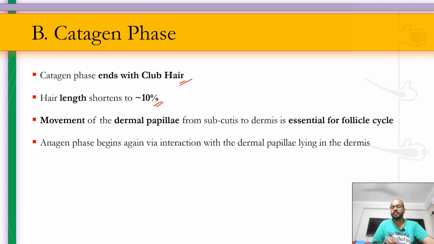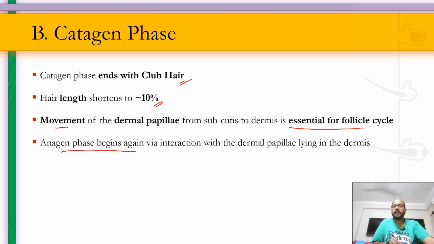We know at the end of anagen phase, the dermal papilla is situated very deep, near the level of, or in fact inside, the subcutis also. That dermal papilla is pulled by the retracting hair upwards, and this movement is necessary for the follicle cycle. Why? Because this dermal papilla, which has now moved upwards, will stimulate the hair follicle to go back again into anagen phase after the telogen phase. Clear? So this movement is essential for the follicle cycle.